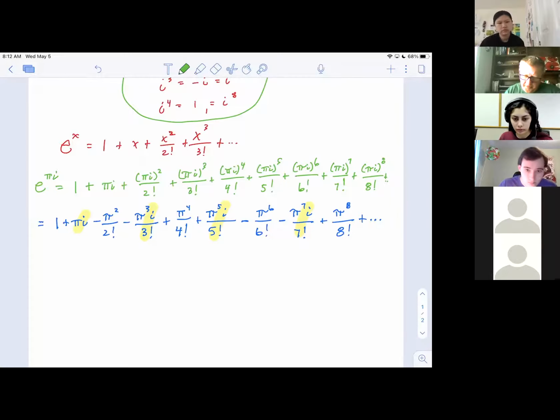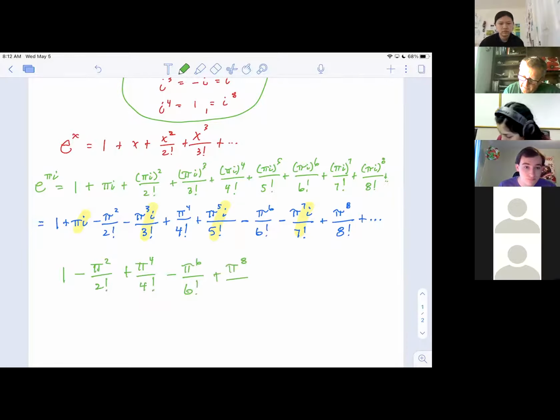Well, I got kind of two things going on here. I guess the non-i one would be 1 minus pi squared over 2 factorial plus pi to the 4th over 4 factorial minus pi to the 6th over 6 factorial plus pi to the 8th over 8 factorial. And I think I see a pattern, don't you? I could even write the next term, because notice that's plus minus plus minus. So the next term must be minus pi to the 10th over 10 factorial, and the next term must be plus pi to the 12th over 12 factorial. I think I see a pattern there. And so, dot, dot, dot, there's half of it.